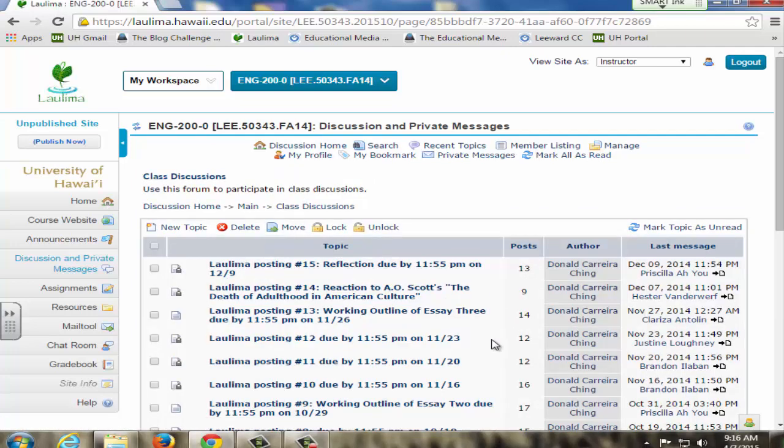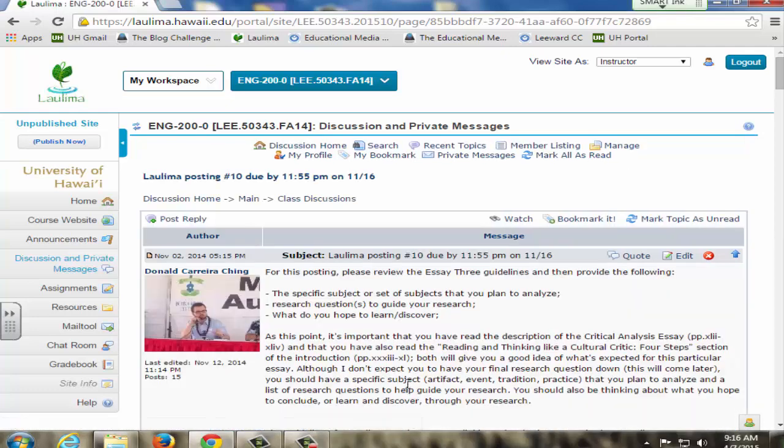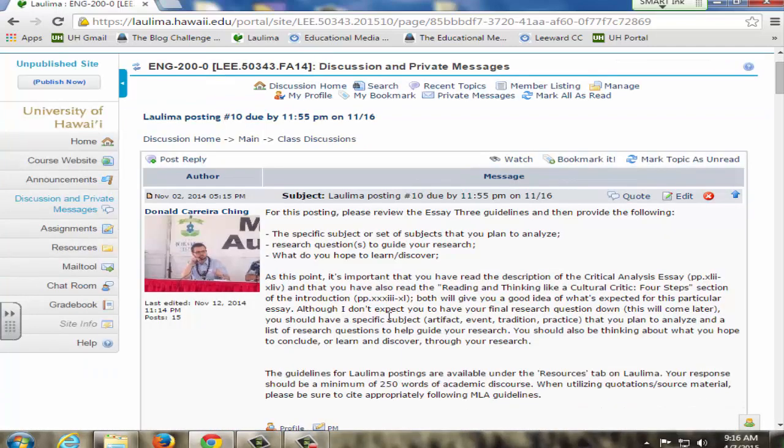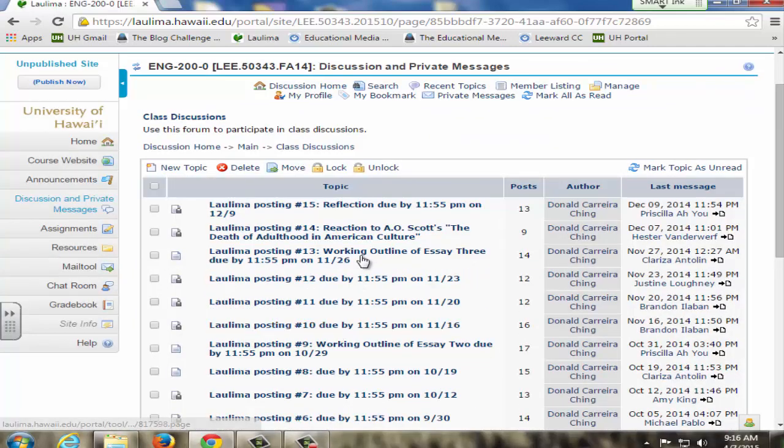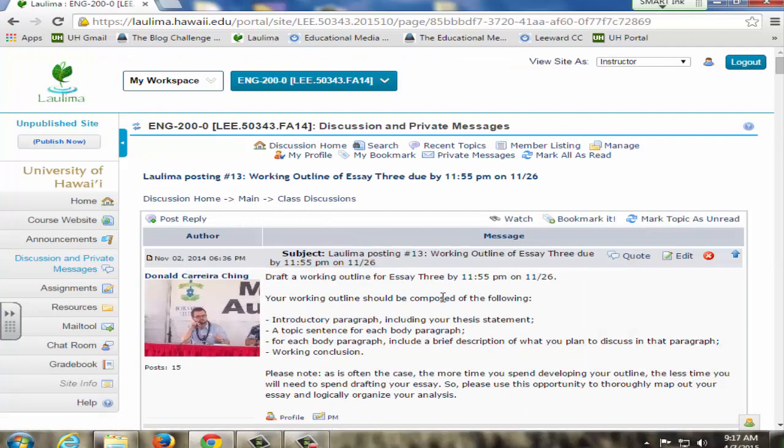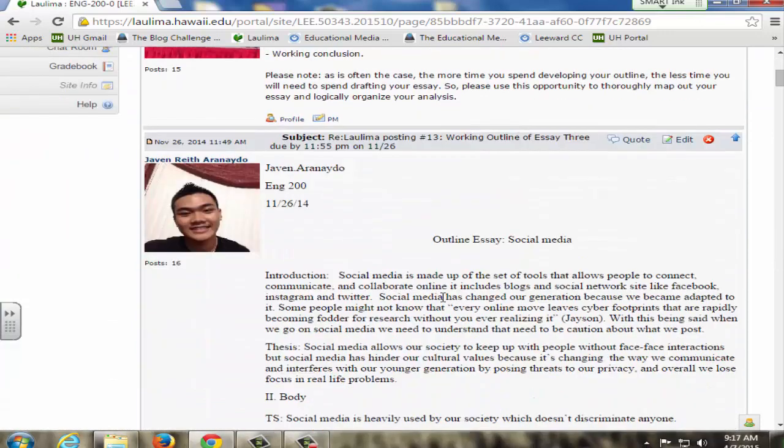In addition, students are also able to share their writing processes, beginning with the choice of the subject, all the way through to their working outline. And in this way, students are able to learn and collaborate with each other in a very low risk setting.